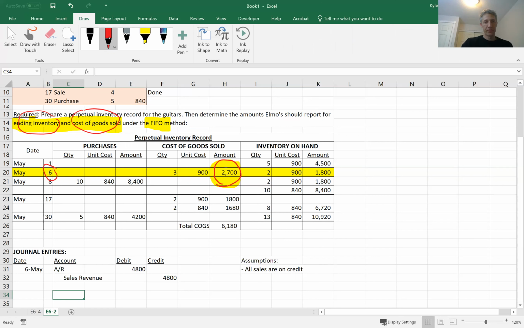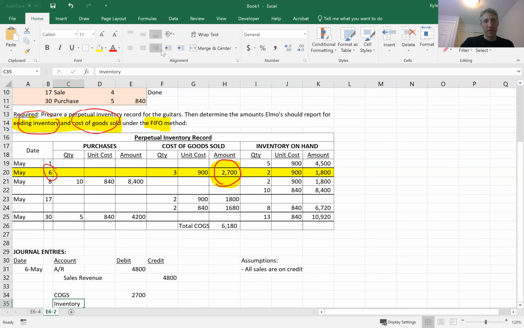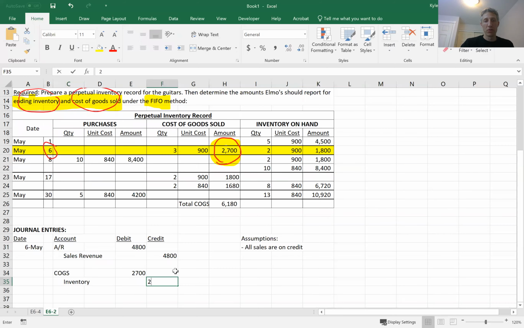So that becomes our journal entry amount. Cost of goods sold, $2,700. The offset, of course, is to inventory. We physically got rid of inventory out of either our storage room or our warehouse. So our balance sheet needs to be lowered to reflect items that we no longer have. So we lower inventory by $2,700.